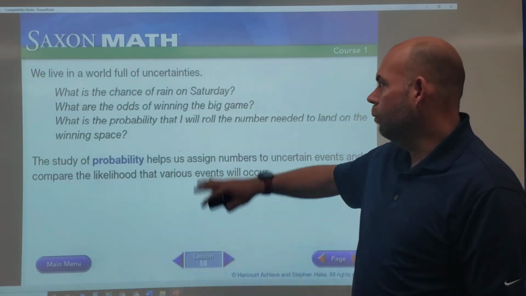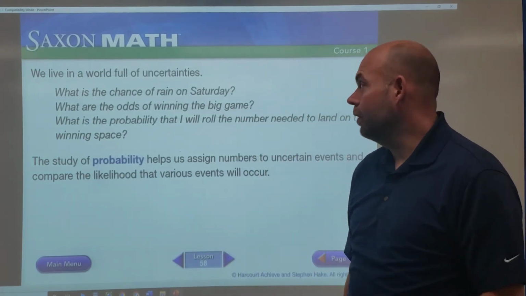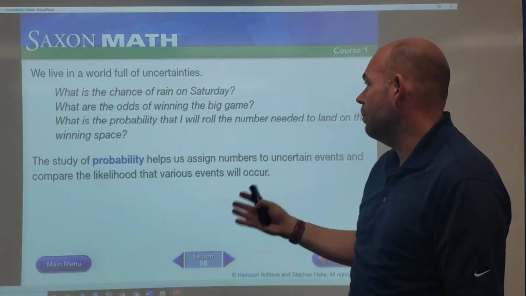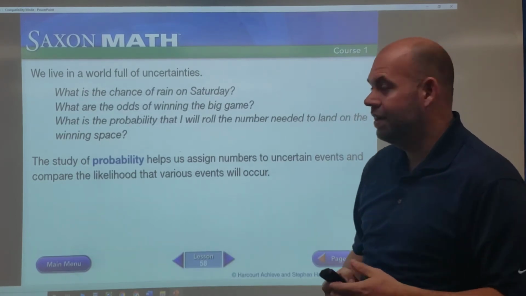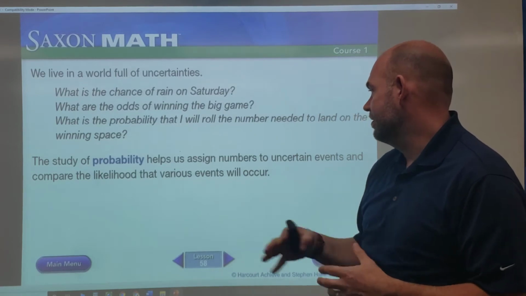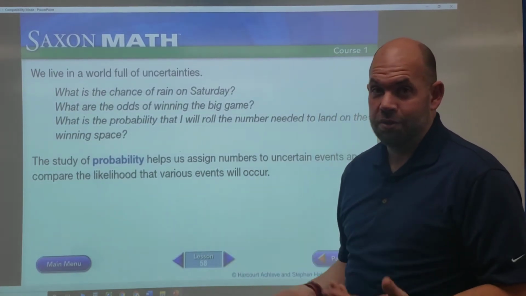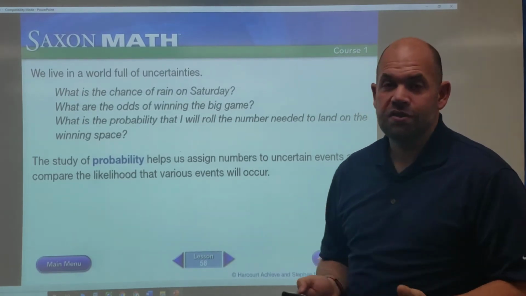So in our world of uncertainties, we say things like, what's the chance of rain on Saturday? Or what are the odds of winning the game? Or what's the probability I'll roll a number needed to land on the winning space? So this is a study of probability that helps us assign numbers to uncertain events that compare the likelihood of whether or not those events will occur. We do this all the time.